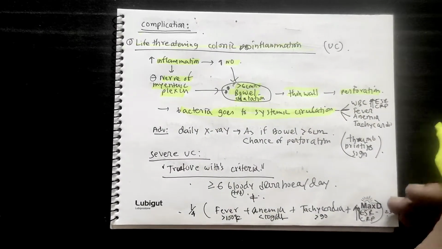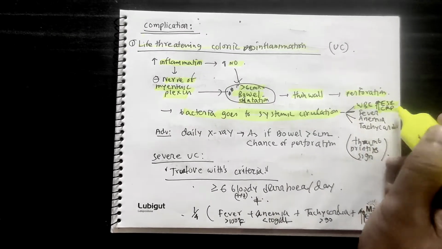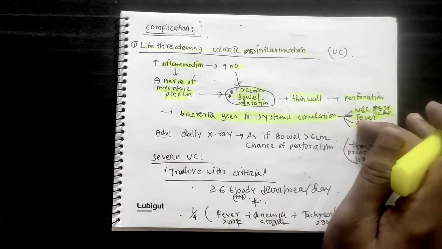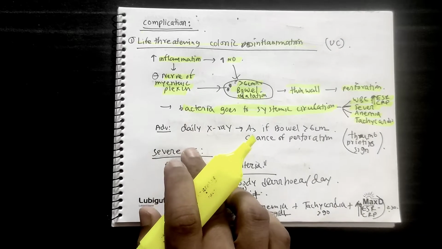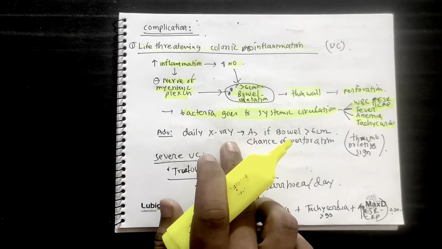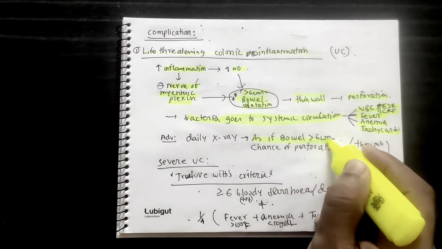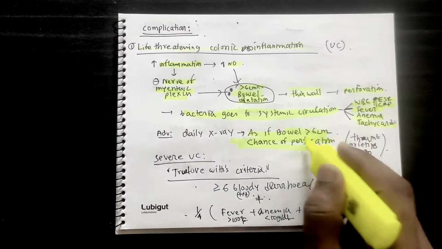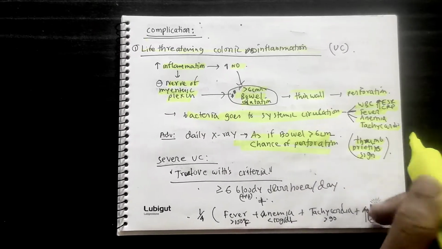Which may lead to increased WBC, ESR, CRP and FAT. FAT means fever, anemia and tachycardia. These effects occur. And one advice should be given, that a daily X-ray should be taken, as if the bowel is more than 6 cm, there is a chance of perforation. And in the X-ray we will see one sign that is called the thumb printing sign.